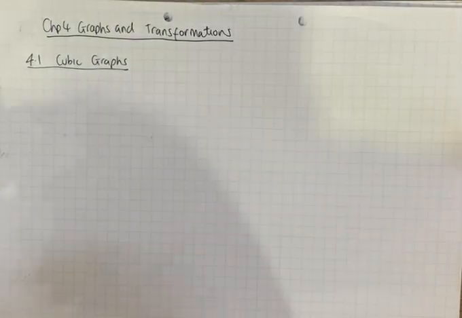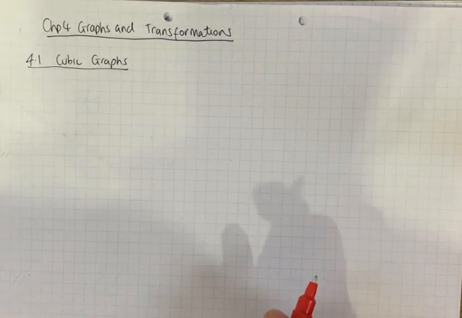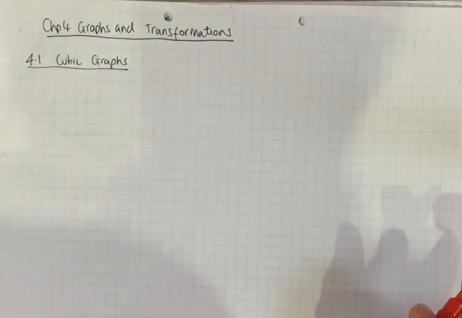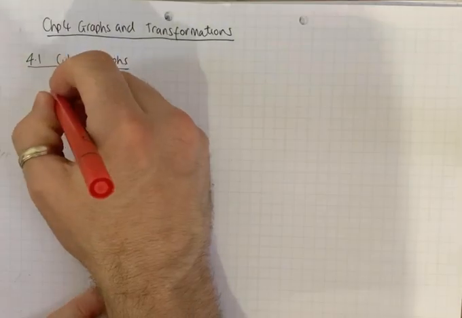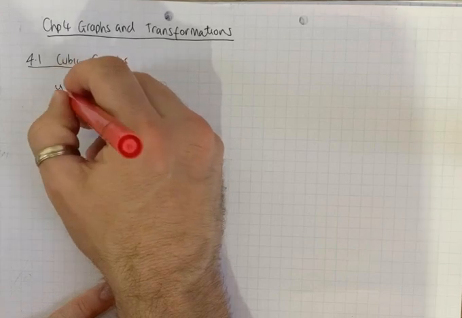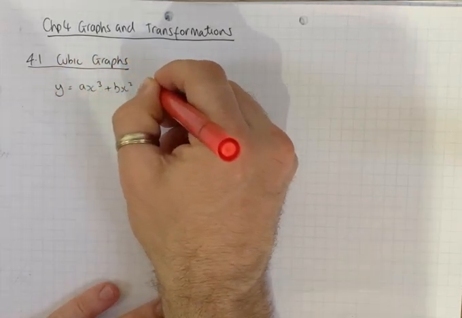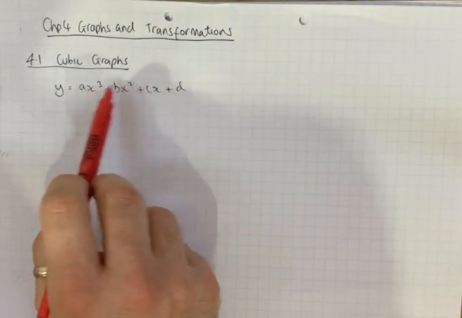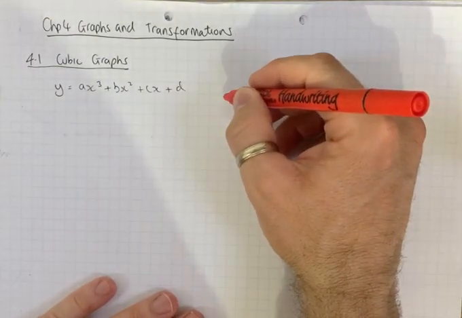So chapter 4 of the year 1 pure course starts off with cubic graphs. Now, a cubic graph is a graph taken from the function of the form ax cubed plus bx squared plus cx plus d. So the lead power is 3, the degree is 3, that's a cubic equation producing a cubic graph. In general, a cubic graph will turn twice.